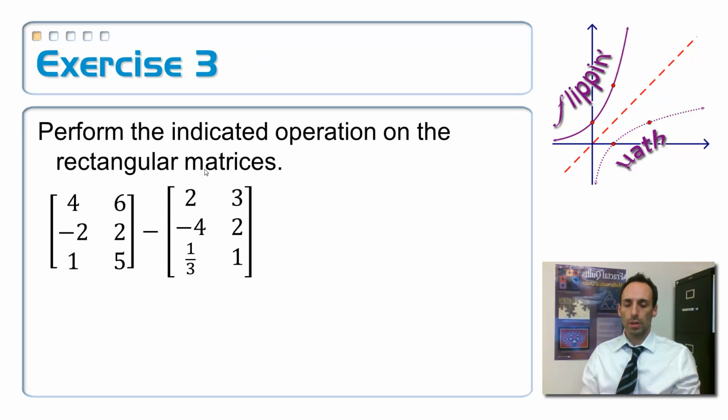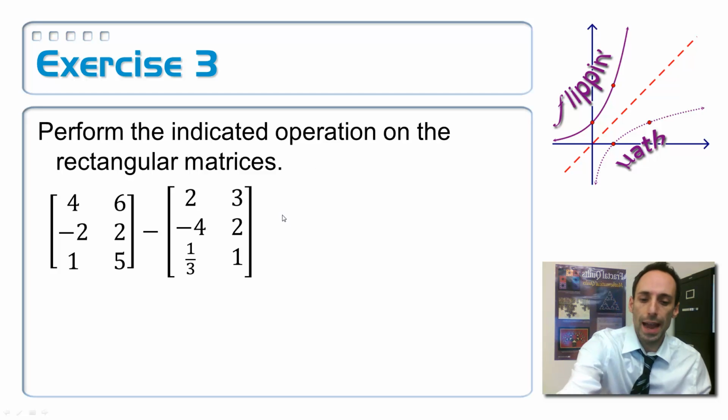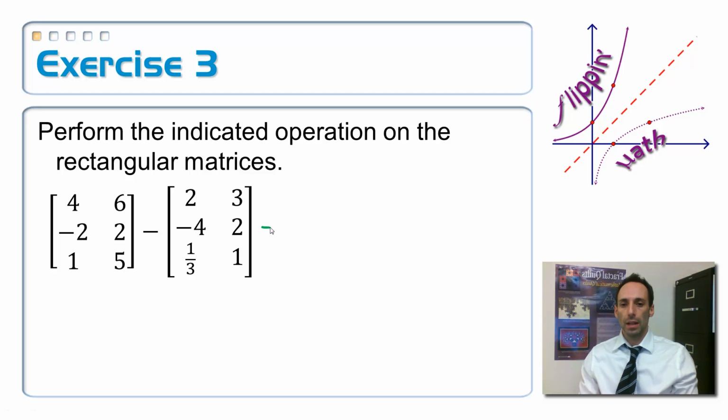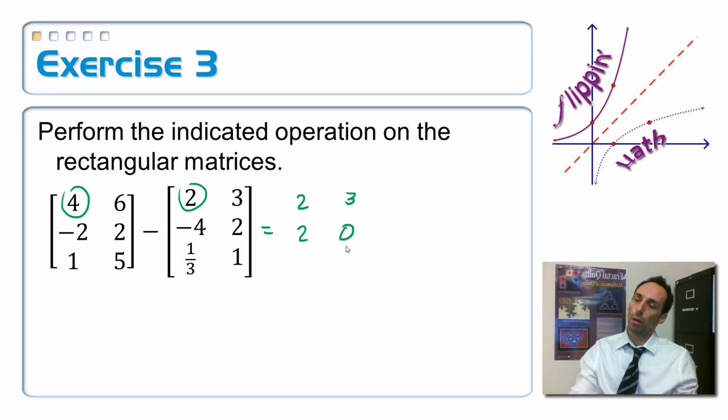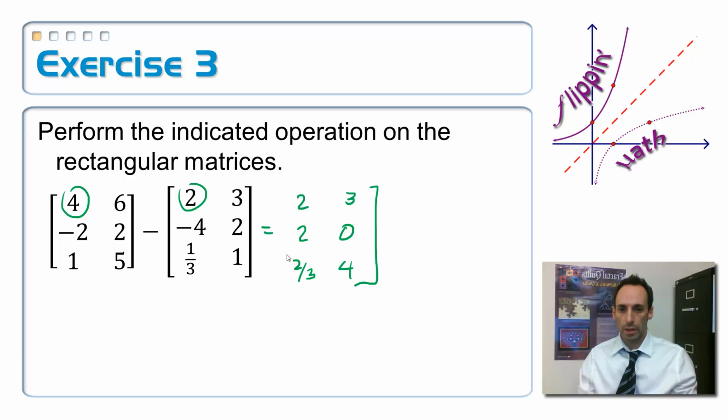Okay? So let's look at a subtraction problem. I'm going to subtract these two matrices. When I subtract these two matrices, it's just like adding them. I'm just going to subtract the corresponding elements. For example, this 4 minus 2, I'm going to get a 2. 6 minus 3, I get a 3, just going straight across. -2 minus a negative, which makes it plus 4, which is another 2. 2 minus 2 gives me a 0. 1 minus a third gives me 2/3. And 5 minus 1 gives me a 4. And then that's it. It's done.